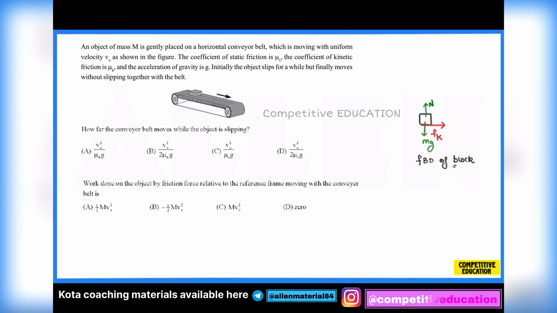So the question follows: how far the conveyor belt moves while the object is slipping? Means for the time period when this object is slipping, we have to find this displacement of this conveyor belt, that how much it has moved. So let's see the solution.